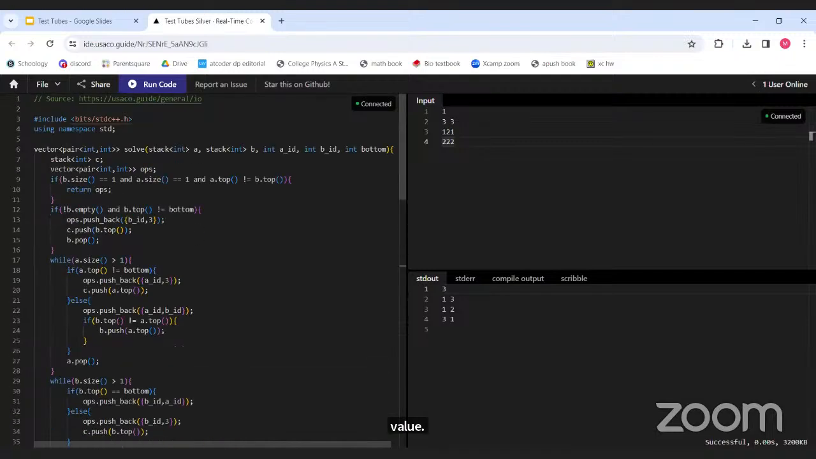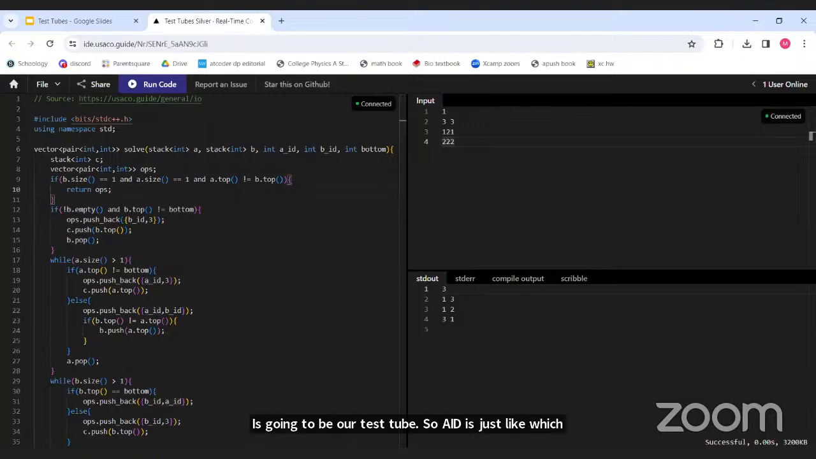So I guess this is the meat of the code here. This is our solve function. A is going to be our shorter tube, like our test tube 1 from earlier. And B is going to be our larger tube, our test tube 2 from earlier. AID is which tube is the shorter one, and BID is which tube is the longer one.